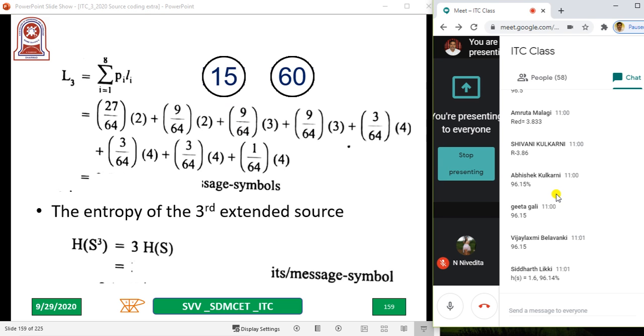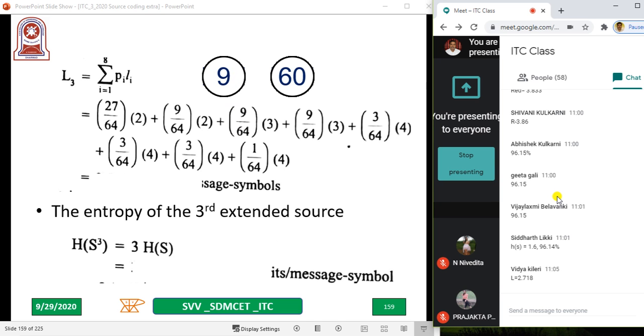So I am sure within 1 minute somebody will type L equal to, let's say L3, because third extension. 2.718, Vidya Kalkiri has typed. Good. We'll see whether it's right or wrong. I am not showing the answer intentionally.